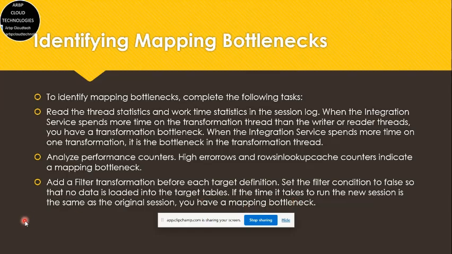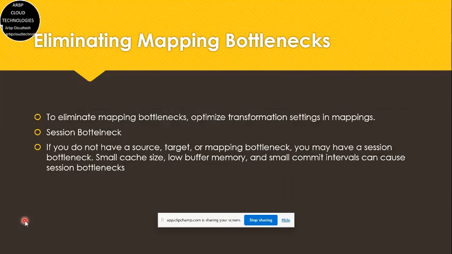Correct. Suppose your pre and post are also the same, right? There is no data being loaded into the target, and all the time was spent at your transformation level, then that means the bottleneck is happening at the mapping level. Correct.